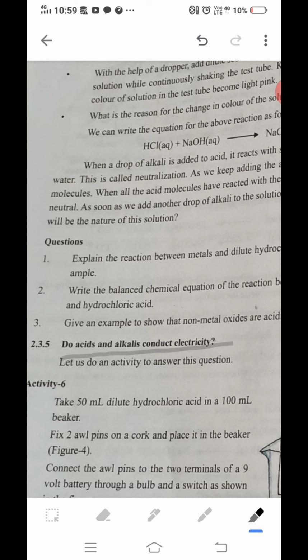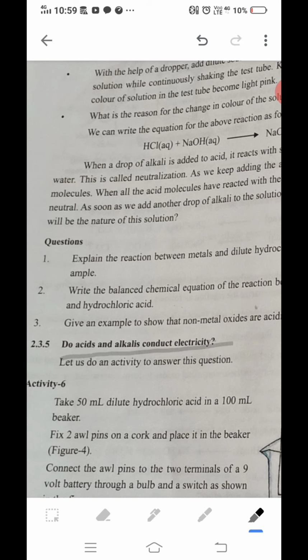Now when the switch is turned on, the bulb glows. So the glowing of the bulb proves that acid and base are conductors of electricity. So what makes the dilute solution of acid and base conduct electricity? Well, to answer this question, I will explain through this chart. So let us have a look at this chart.